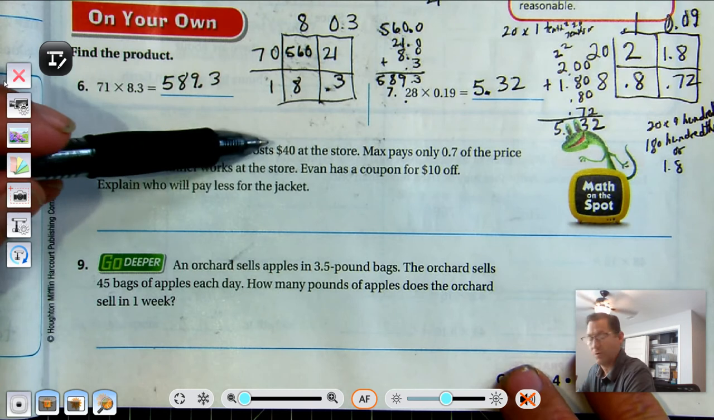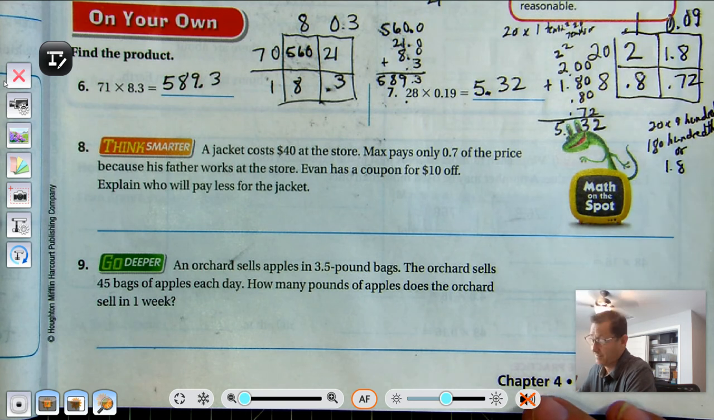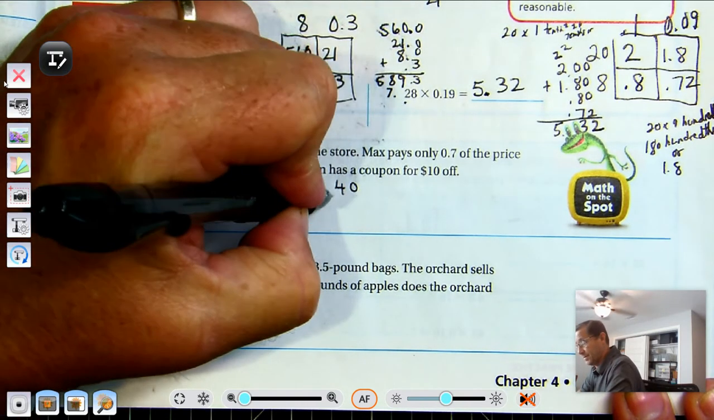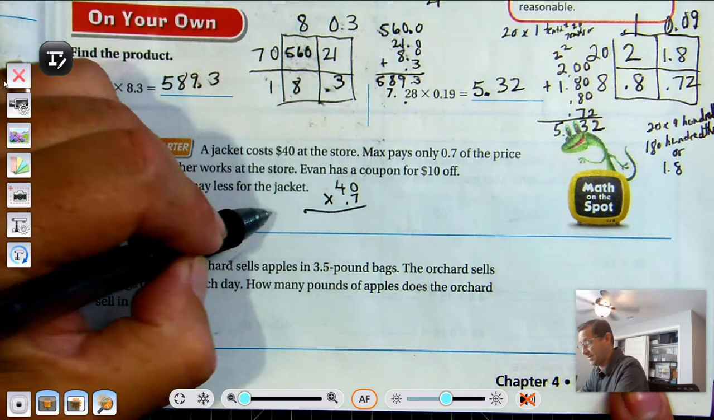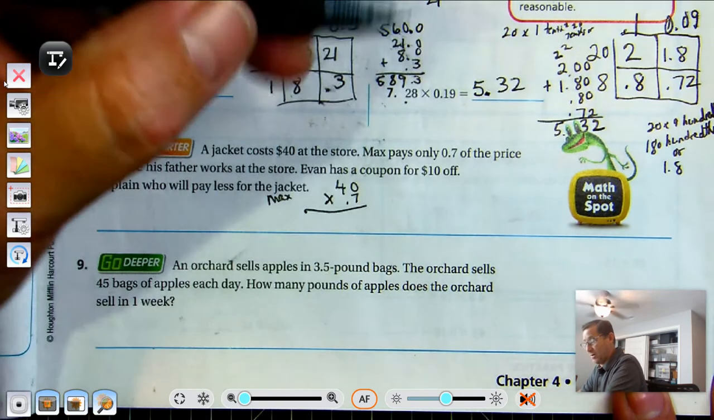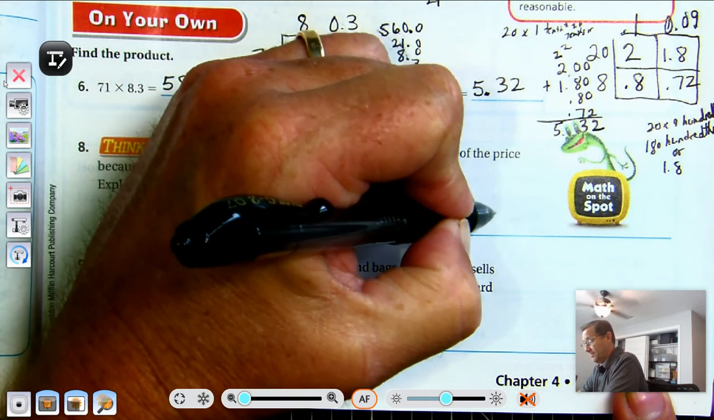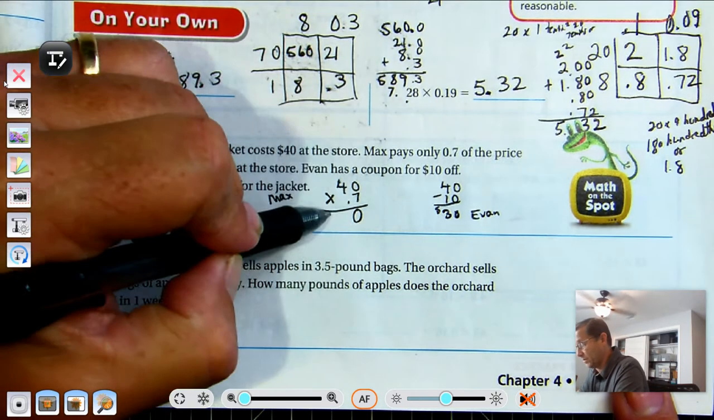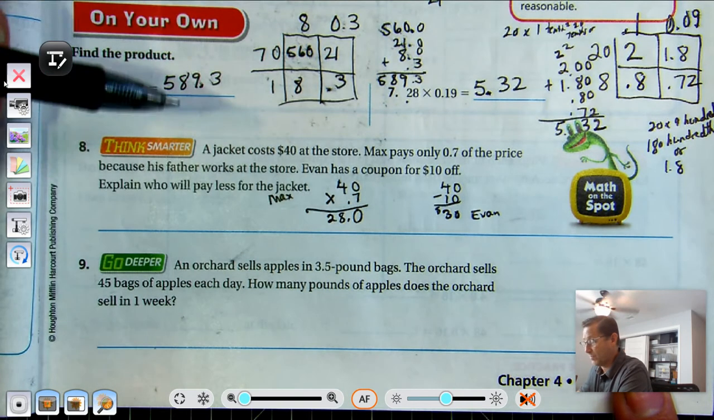Okay, number 8. A jacket costs $40 at the store. Max pays only 7/10 of the price because his father works at the store. Evan has a coupon for $10 off. Explain who will pay less for the jacket. All right, well, $40 times 7/10 of the price. That'll tell me how much Max pays. Evan has $10 off. Well, that one's fairly simple, right? So Evan is $30. What is Max? Max has to pay, well, 7 times 0 is 0. 7 times 4 is 28. We're multiplying by a whole number and a number in the tenths, so 28. Who will pay less? Max.